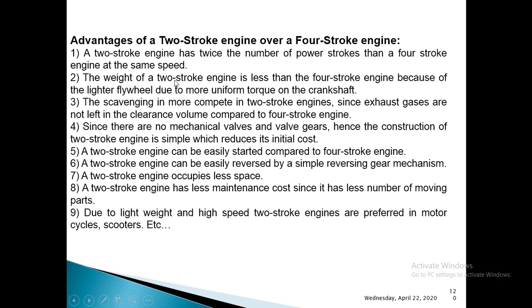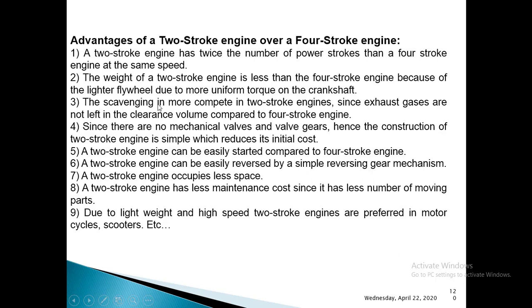speed. Weight of the 2-stroke engine is less than that of 4-stroke engine because of lighter flywheel due to more uniform torque on the crankshaft. As I told, flywheel will be used mainly for the balancing purpose there. So 2-stroke engine has a lighter flywheel, as we discussed. Thereby the weight of the 2-stroke engine is less because it has only a lighter flywheel. You can remember it in the simplest way: weight of the 2-stroke engine is less because it has a lighter flywheel. You can write only this much there.